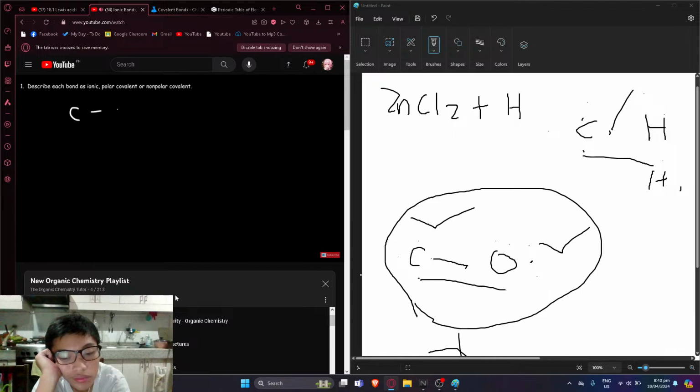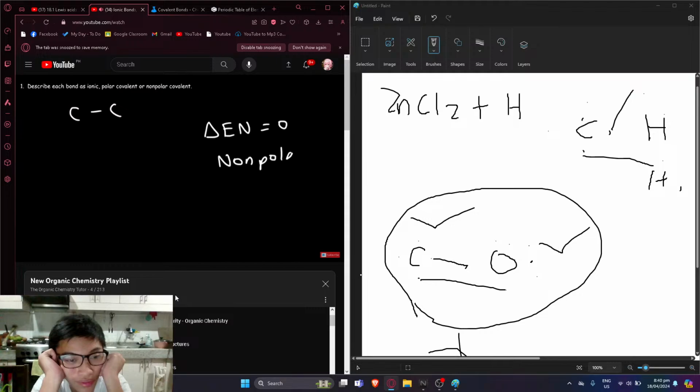Now, what about the carbon-carbon bond? Is it ionic or is it covalent? Now, both substances have the same electronegativity value, so the difference is 0, which means that it's nonpolar. So anytime you have two of the same type of atoms that make up a bond, it's always going to be a nonpolar bond. The electrons will be shared equally.